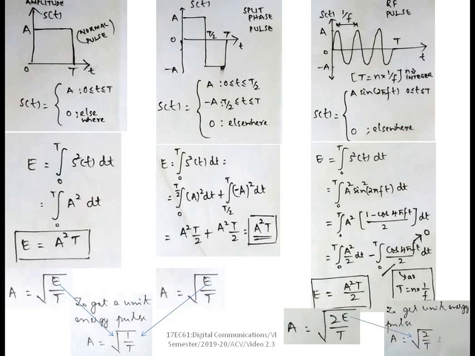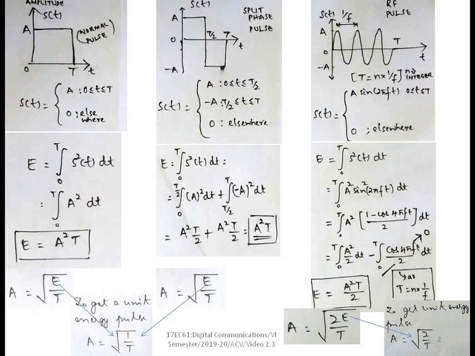And in the last case, in the case of an RF pulse, if we divide the amplitude by root of E, or if I substitute E equal to 1, the amplitude should be equal to root 2 by T over a duration 0 to T. So this is how we can derive a unit energy signal from a given finite energy signal. Basically, we should divide the given amplitude by the square root of energy, so that we get a unit energy signal.